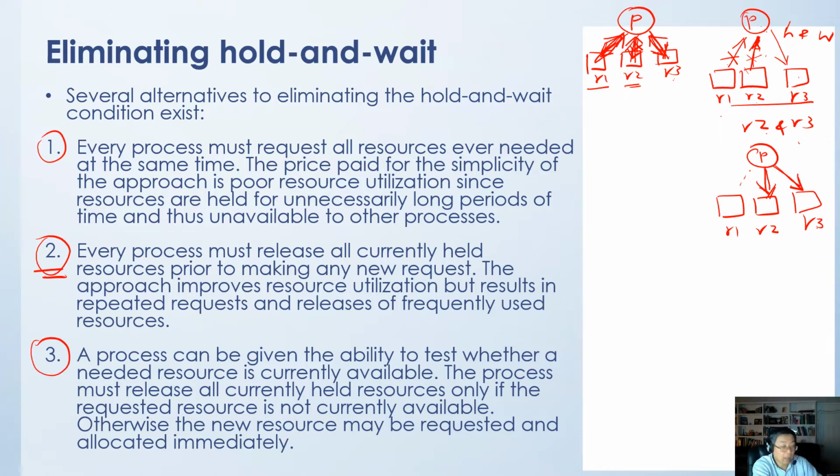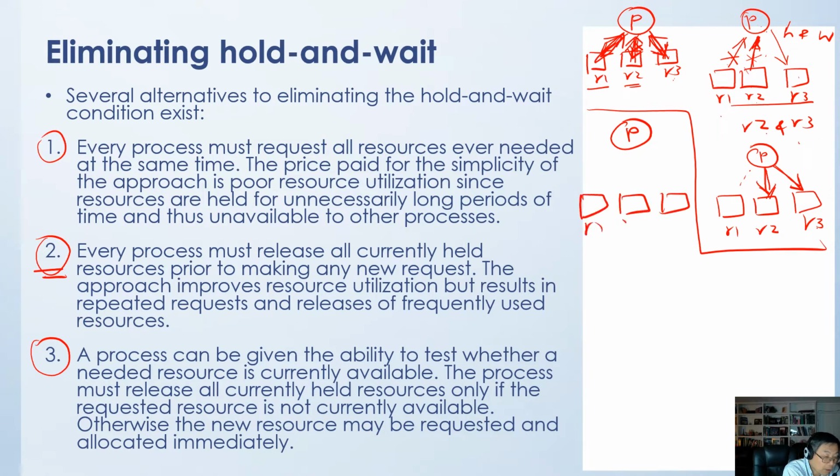Now the third case: a process can be given the ability to test whether a needed resource is currently available. Let's say here's a situation. I have a process and 3 resources, R1, R2, and R3. If the process is currently holding resource 1 and resource 2, and now the process requests R3, you cannot directly request R3 because that's the hold and wait situation. You cannot do that. But this approach allows the process to test resource 3.